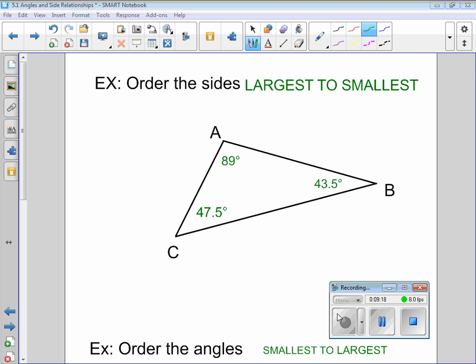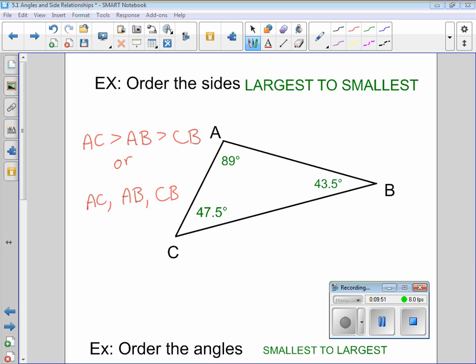All right, now try your hand at this. Order the sides largest to smallest. Okay, put me on pause and come back and check your answer. Okay, there you have it. So I have the sides ordered largest to smallest, and since we're going largest to smallest, we'll go AC, then the greater than sign, then AB, then the greater than sign, then CB. So what I know is that CB is the smallest side here, AC is the largest, and AB is someplace in between that.